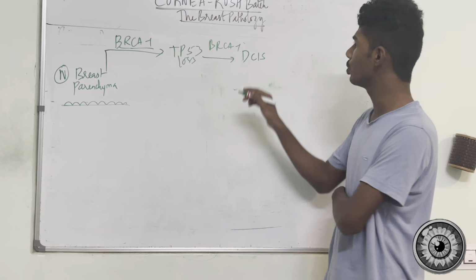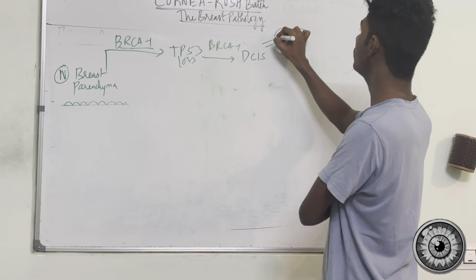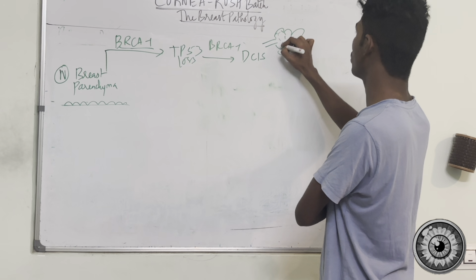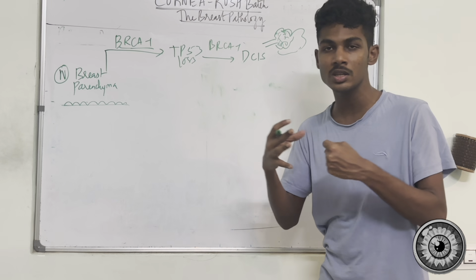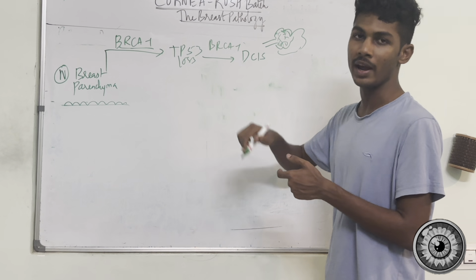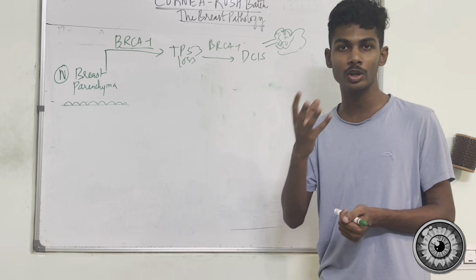Ductal carcinoma in situ is nothing but, this is the duct, you know. Okay, so in the duct there is a clonal proliferation of cells. There is a clonal proliferation of cells within this terminal duct lobular unit, and it remains inside. If it invades outside, then you will give it a different term.